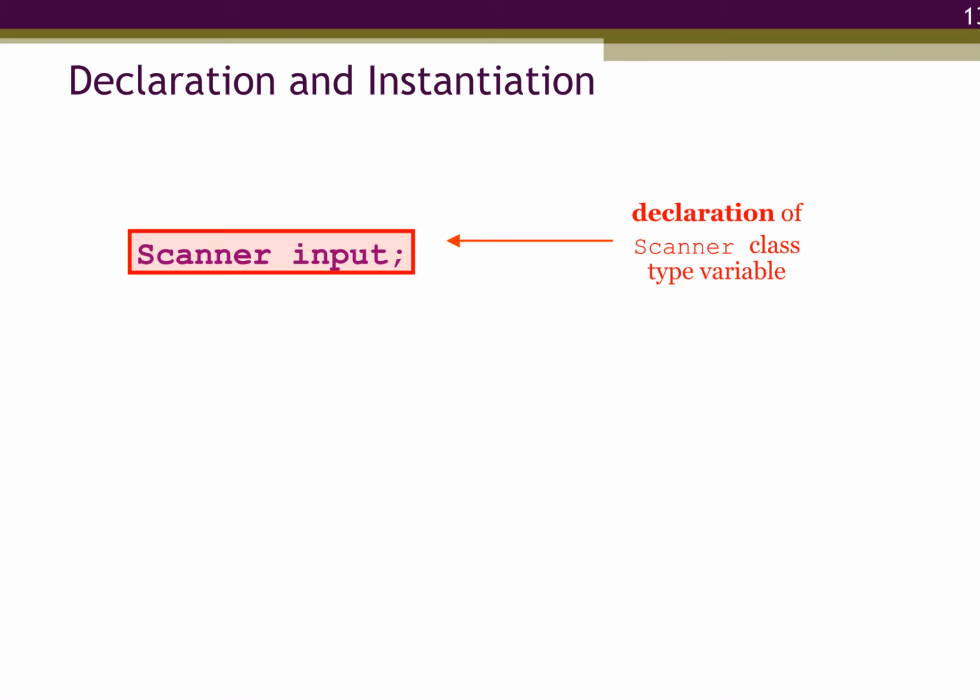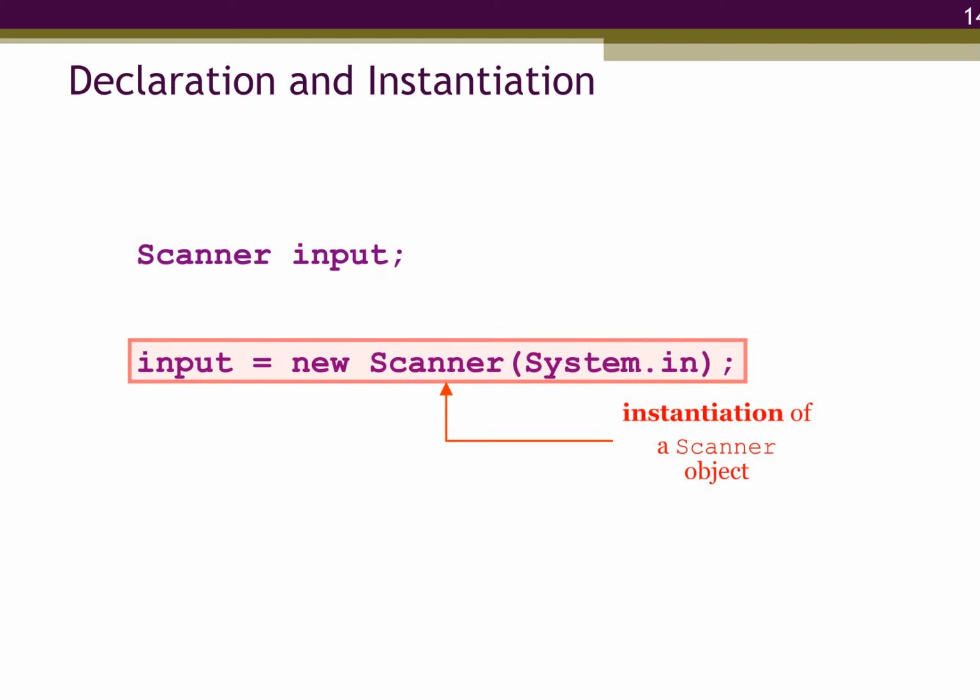First, we declare a variable having the Scanner class data type. This variable can hold a reference to a Scanner object. Second, we need to create an instance or object by invoking the Scanner's constructor and assigning the result to our variable. We call this process instantiation.